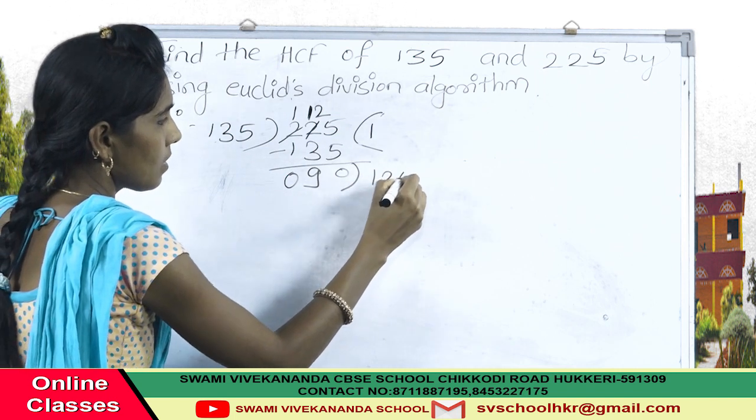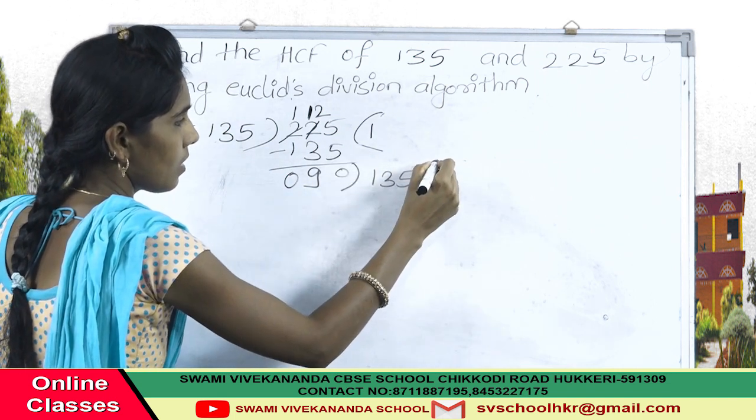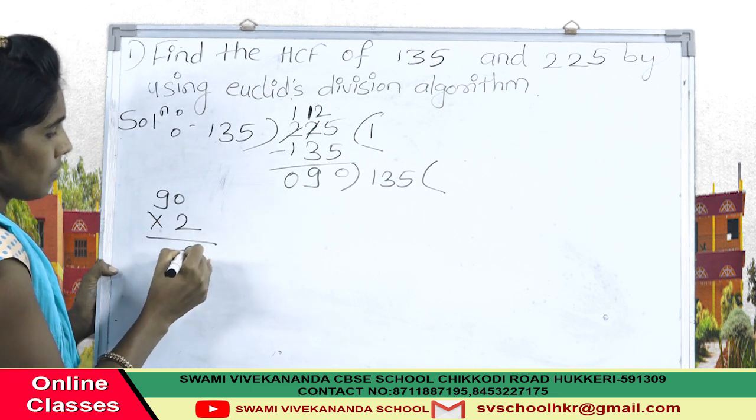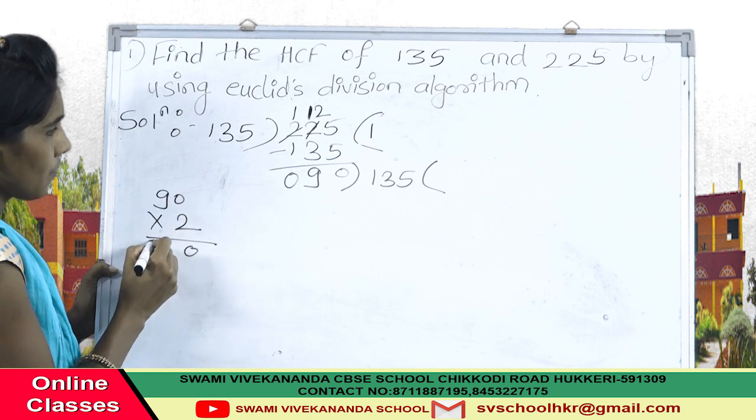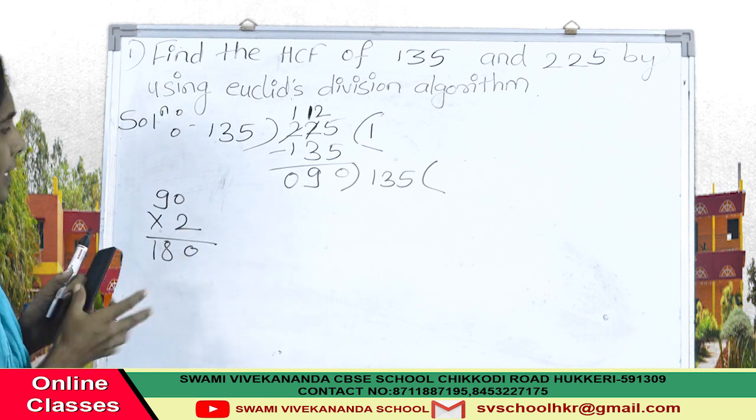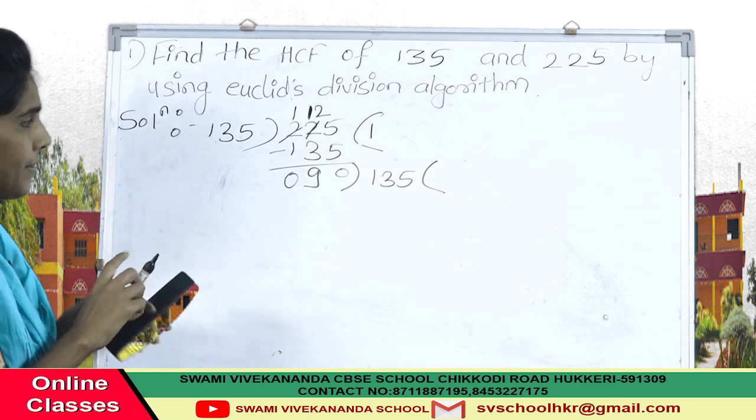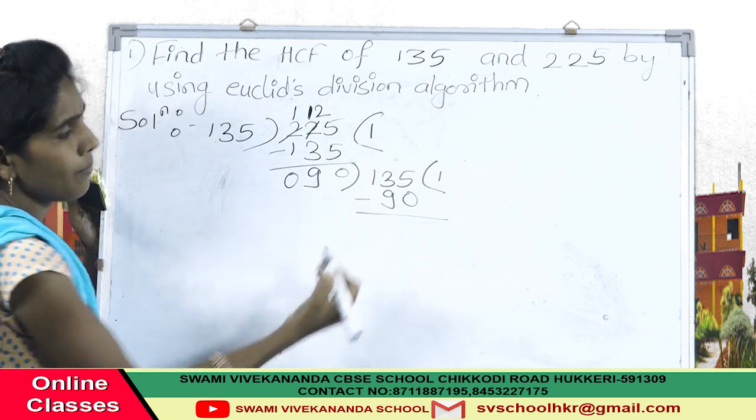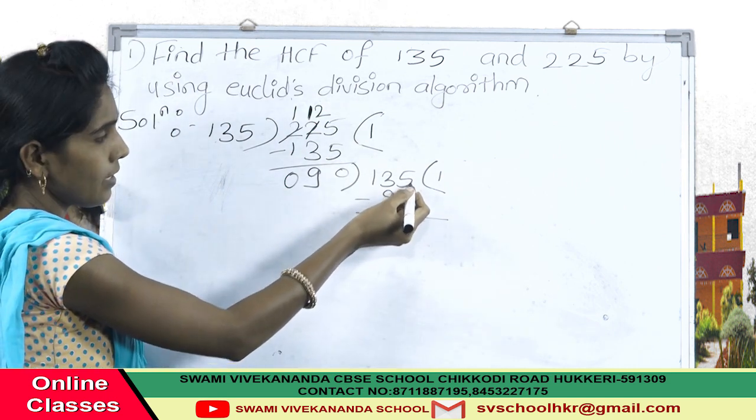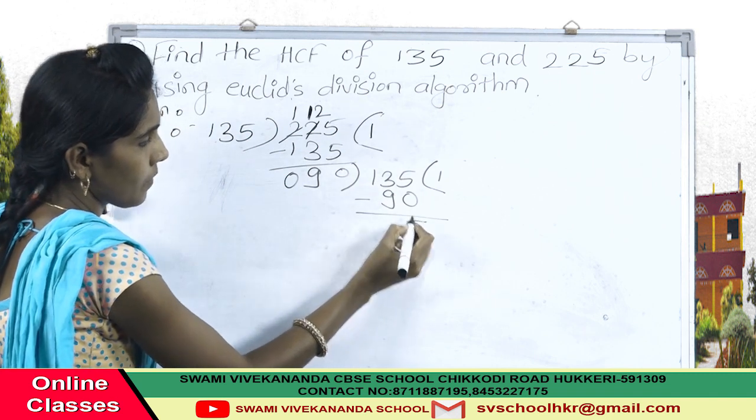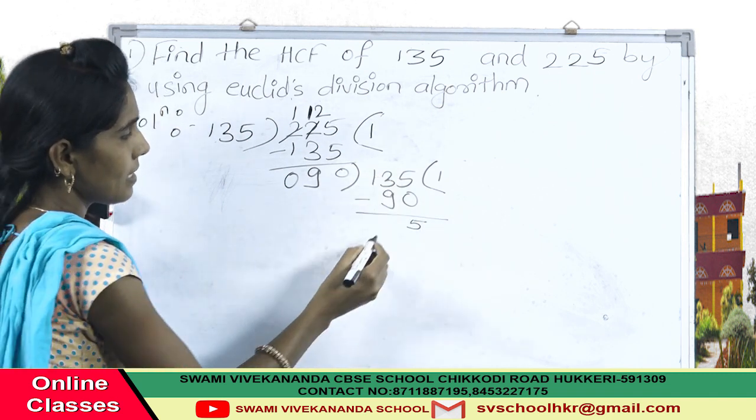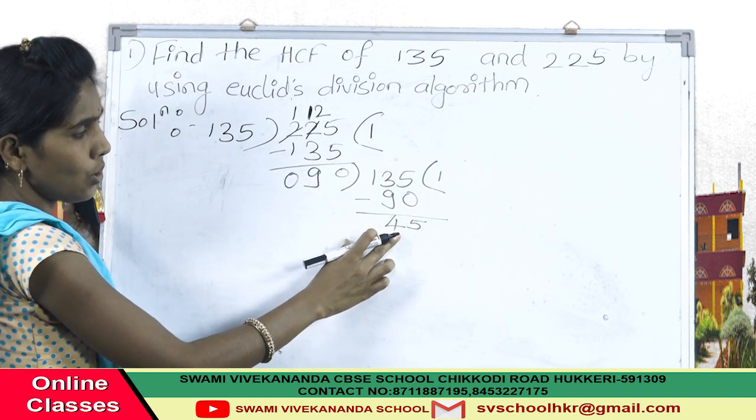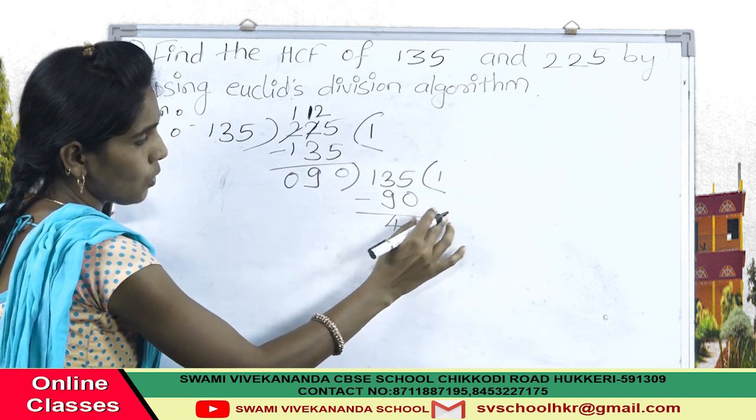135 divided by 90. 90 into 2 is too much, so I will take only 1 again. 90 ones are 90. Again subtraction. 5 minus 0, we can't subtract 0, so 5. 13 minus 9 is 4. Is it equal to 0? No. Then again we have to divide.